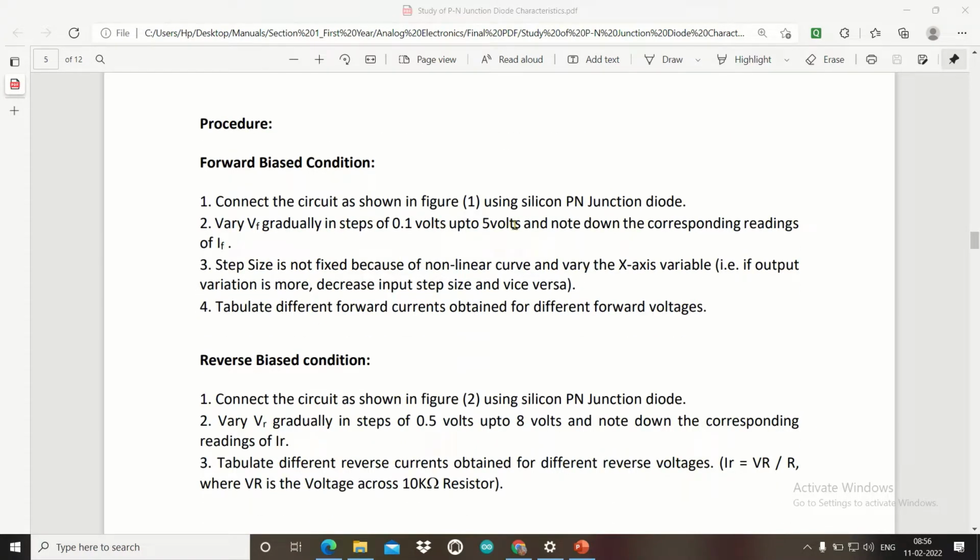So we need to connect the circuit, then we need to vary. In forward condition we need to vary the voltage that we apply across the diode in steps of 0.1 volt up to 5 volts, and we need to note down the corresponding readings of IF. Here VF is the voltage across the diode and IF is the current through the diode. Now once we have got these set of readings of voltages and currents, then we need to plot the graph.